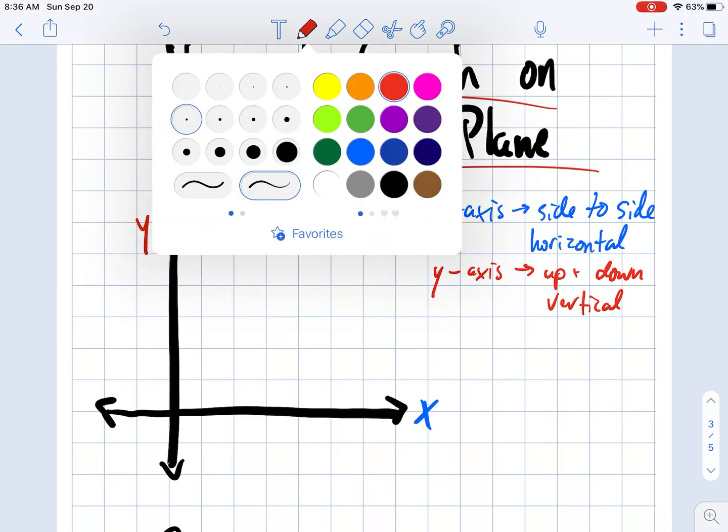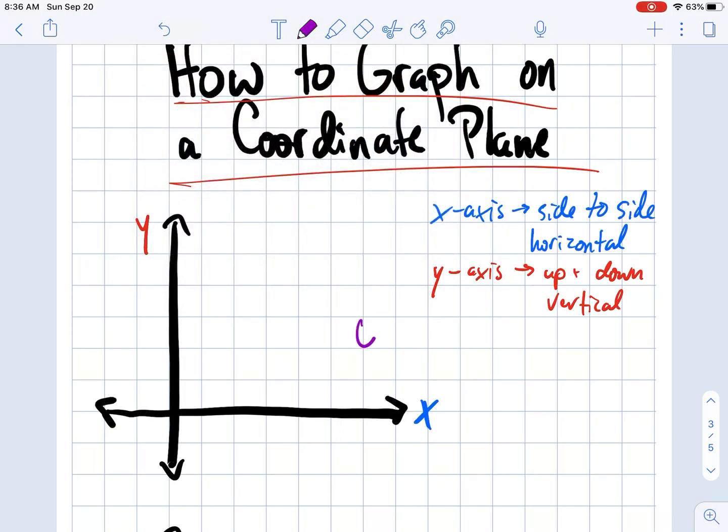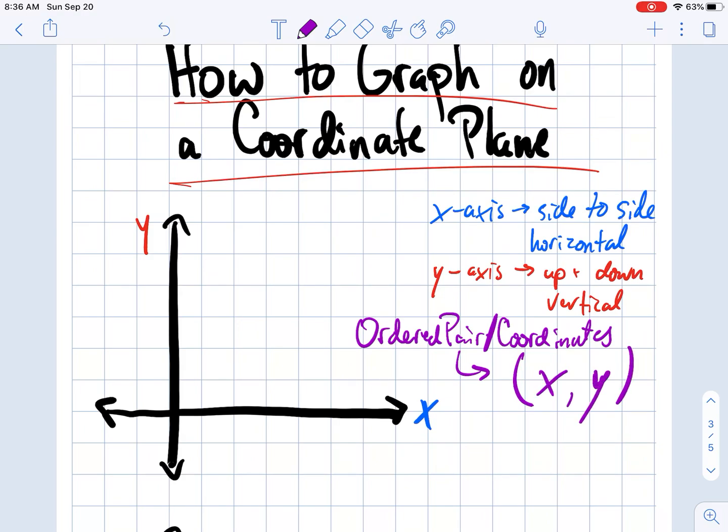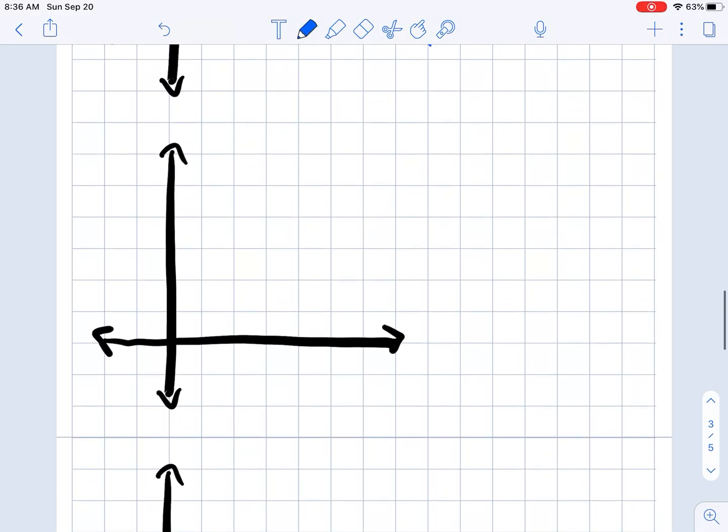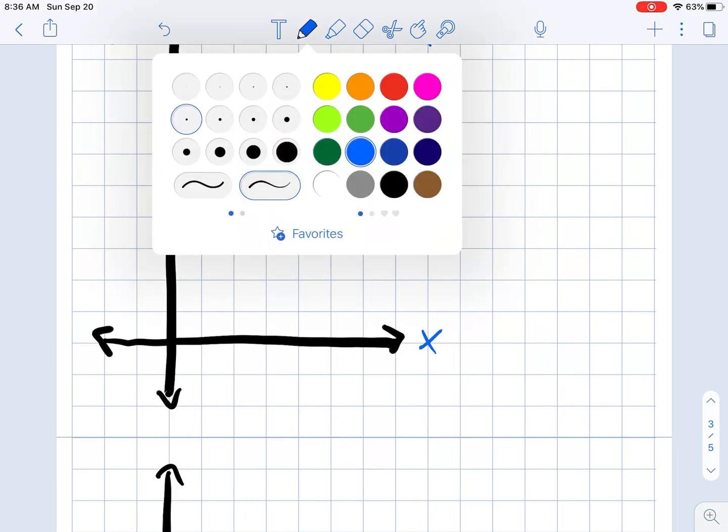And when you write an ordered pair, so you'll be asked to write ordered pairs, or asked what are the coordinates of a point, the way you write that is open parentheses, x, comma, y, close parentheses. Very, very important.